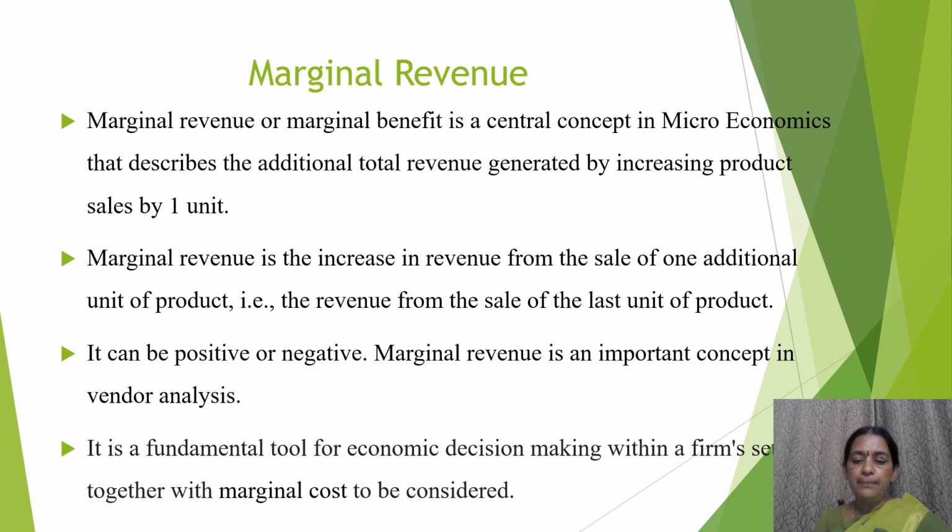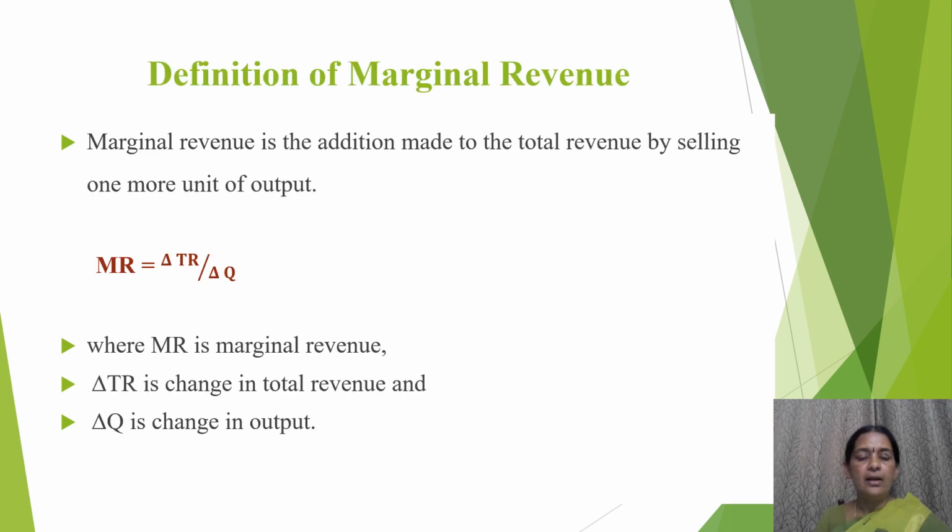Marginal revenue is an important concept in vendor analysis. It is a fundamental tool for economic decision making within a firm's setting, together with marginal cost to be considered. Definition of marginal revenue: Marginal revenue is the addition made to the total revenue by selling one more unit of output. MR equals delta TR by delta Q, where MR is marginal revenue, delta TR is change in total revenue, and delta Q is change in output.